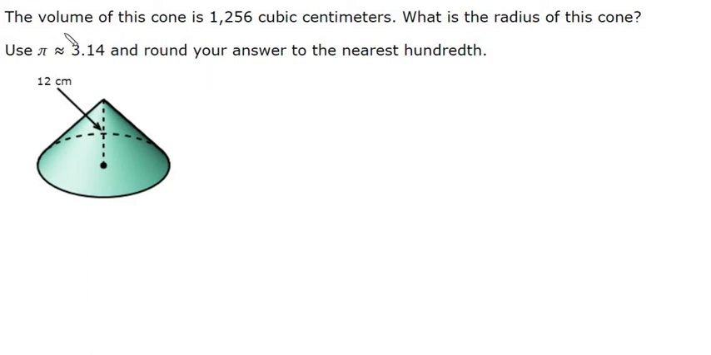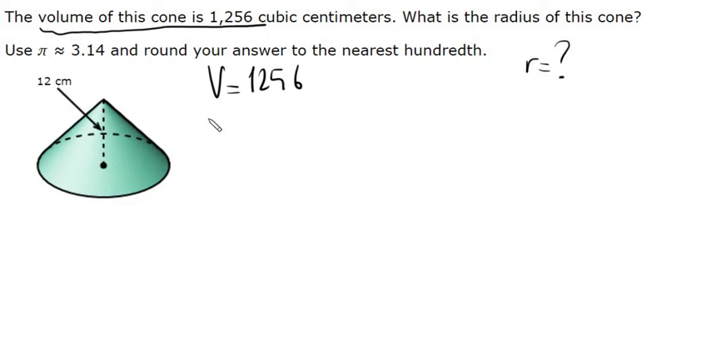Alright, so in this example, the volume is given. This is another type of example. So let's write V is equal to 1256. And then the radius is the question here. Height is also given, as you can see in the figure. So we're going to write h is equal to 12 centimeters. Once again, volume 1256. Right, so let's write the formula first.